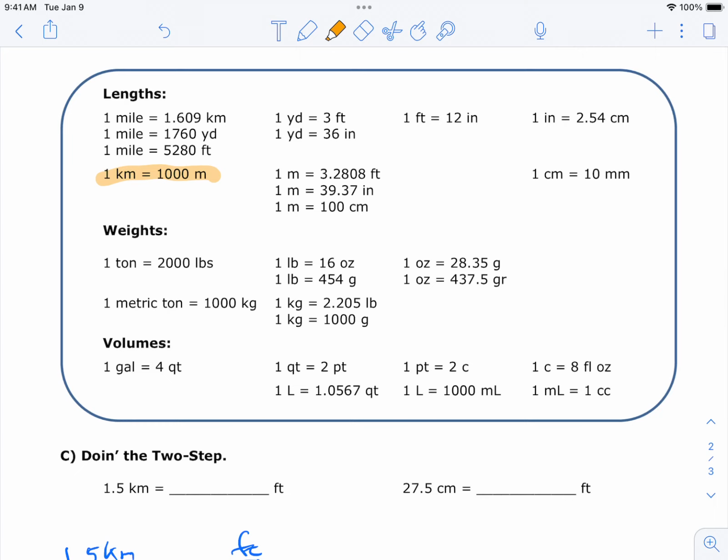I don't have kilometers to feet. Are you kidding me? I have feet over here, I have feet over here, I have feet over here. So I'm just looking at all my feet. I don't have kilometers to feet.